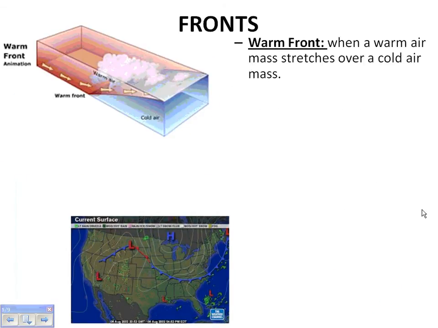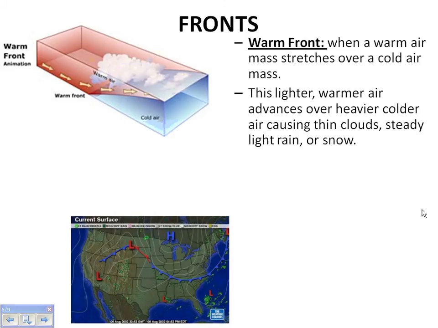Another type of front is a warm front. This is when a warm air mass stretches over a cold air mass. So basically, the warm air is pushing over the cold air. This lighter, warmer air advances over heavier, colder air, causing thin clouds, steady light rain, and snow. So this weather that occurs at a warm front will be very light showers.